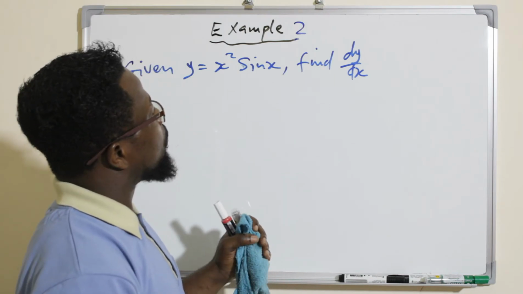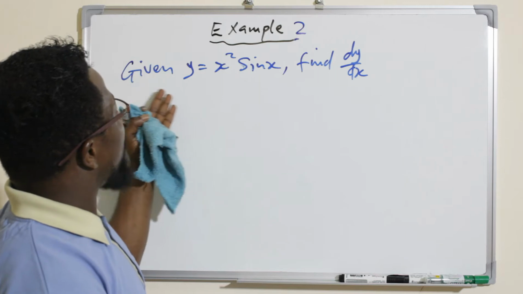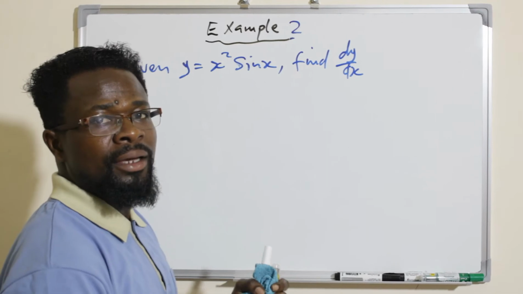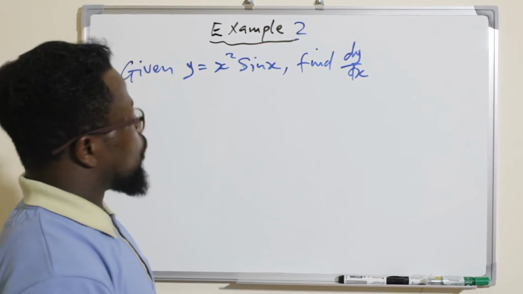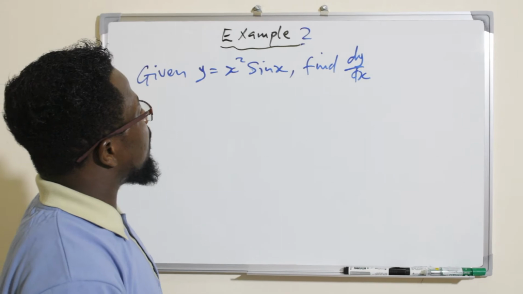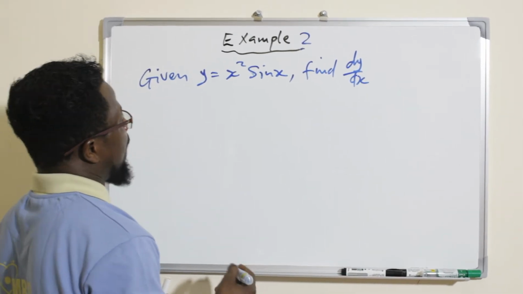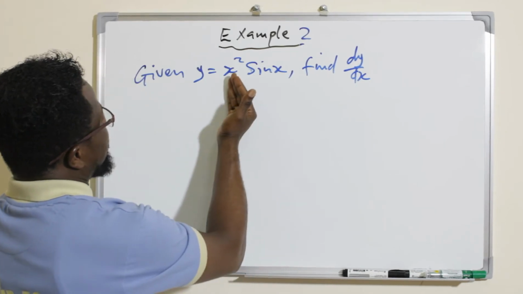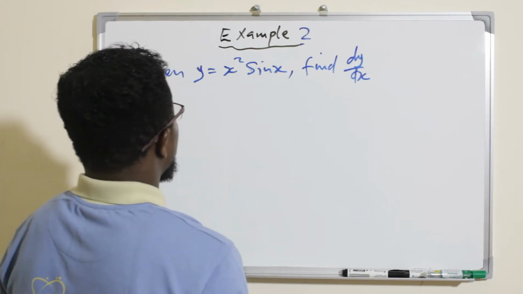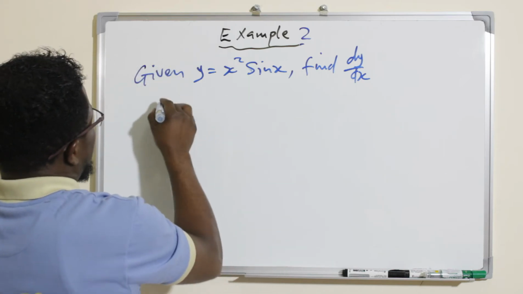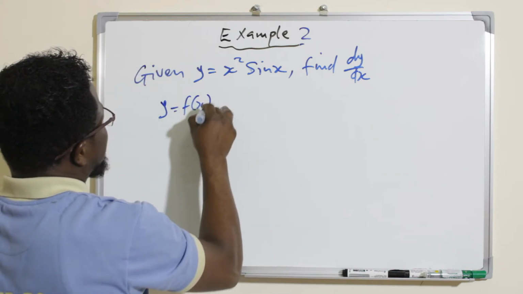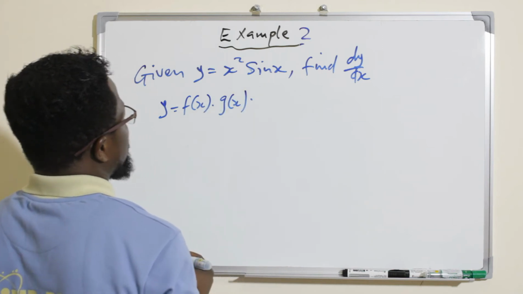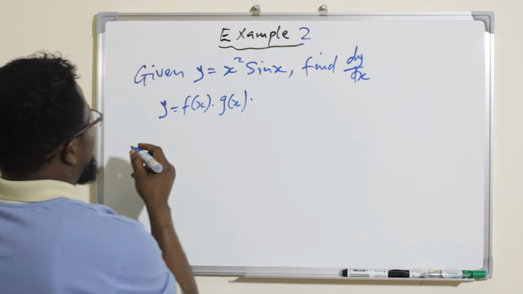Okay, so let's look at example number 2. Given y equals x squared sine x, find dy/dx. If I'm to find dy/dx here, the first thing we need to do is try and see what we are given. We can see this is a function and this is a function. So we can simply say that y is now f of x multiplied by g of x. And if that is true, then by the product rule, we're going to have something like this.